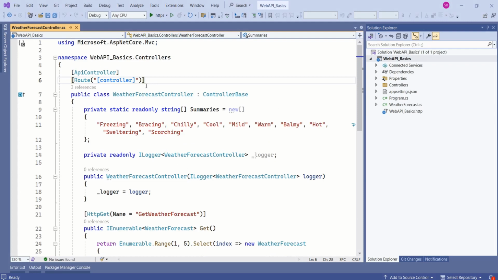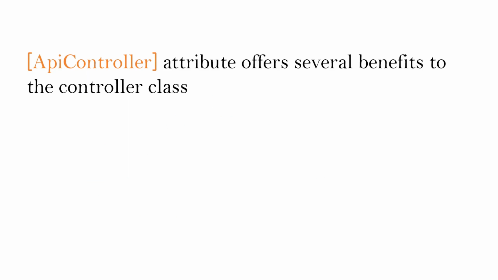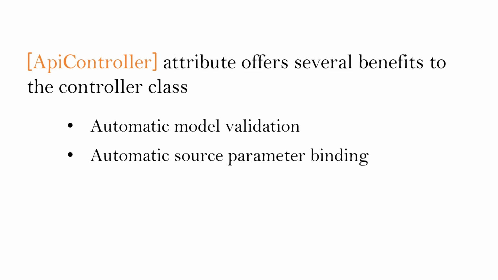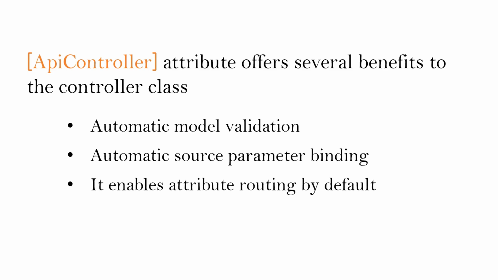One more important thing is we can apply different attributes to this controller class. In this case, the ApiController and Route attributes are applied. Not only these two, based on the requirement, we can apply different attributes. Let's quickly understand the ApiController attribute. This attribute offers several benefits to the controller class, like automatic model validation. We don't have to write custom logic to validate the model. Then automatic source parameter binding. If you pass any parameter, automatically that will be mapped. Then it enables attribute routing by default. These are a few important things to remember.